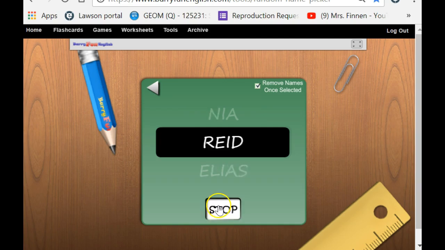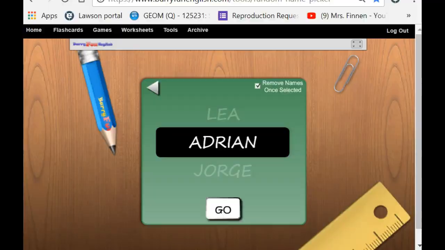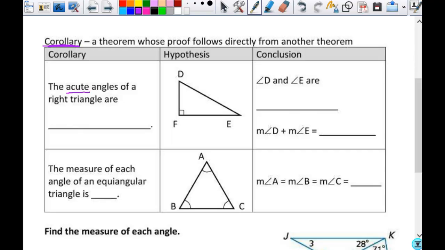So I want to know, first of all, what is an acute angle? Adrian. Good. An angle that's less than 90 and greater than 0, right? So the acute angles of a right triangle. Do all right triangles have acute angles? Yes. How many acute angles would every right triangle ever have? 2. It's impossible for these two angles to be anything other than acute. Do we agree with that? Right. It totally makes sense, right?